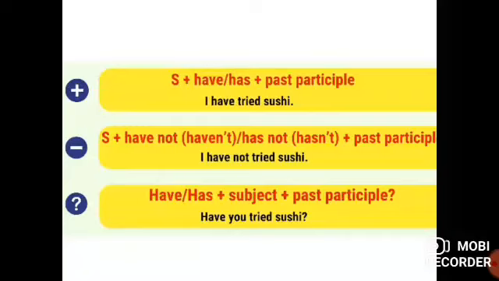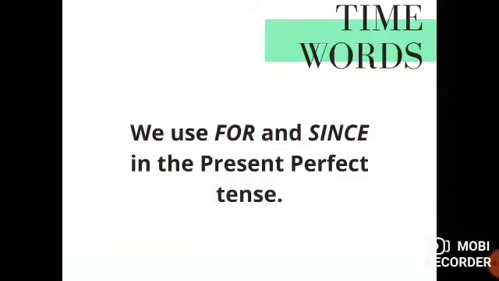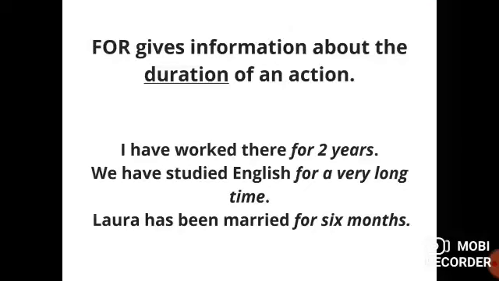And remember that in the questions we are going to use the verb have or has in the beginning. Yes? So have you tried sushi? Or has she tried sushi? And here we have, before we finish, two time words that are very frequently used in the present perfect. They are for and since. Yes? Let's see the difference between these two words.